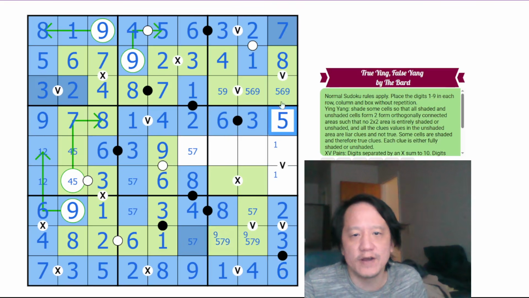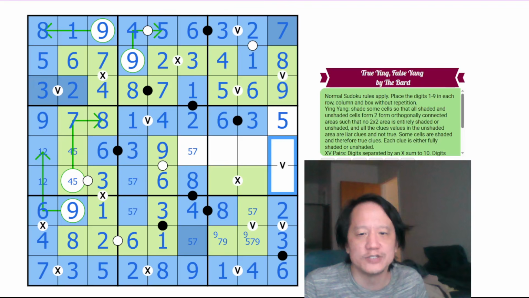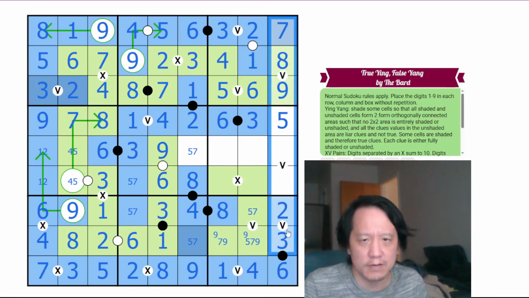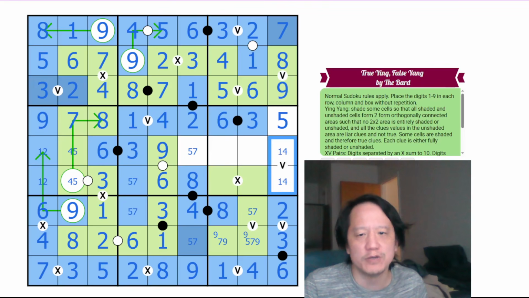So 6, 5, and 6 eliminate 5 and 6 here, so it's 9. That eliminates 9 there, so it's 5. This can't be 5 or 9, it's 6. 5 eliminates 5 here. The remaining digits of column 9 have to be 1 and 4, which does add up to 5. So this must be true. So they must be shaded.